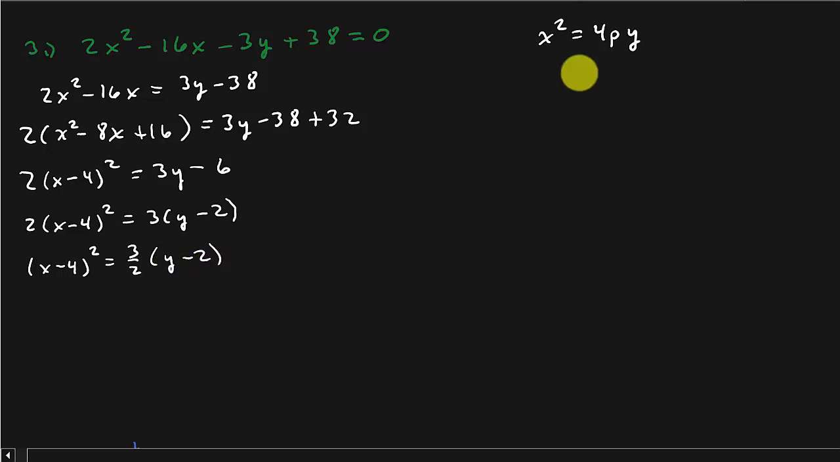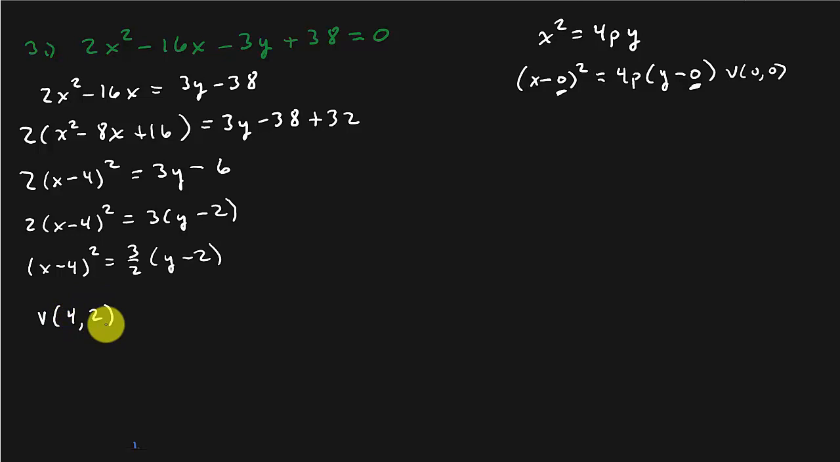All right, so now it's looking more like this. I know it doesn't quite look like that, because this is just an x squared, and this is just a y. But kind of think of it like this: look at it as (x minus 0) squared, which is the same thing as x squared equals 4p times y, and that's also y minus 0. And remember, our vertex was at 0, 0. So over here, we would have our vertex to be what? 4, 2. There's your vertex.